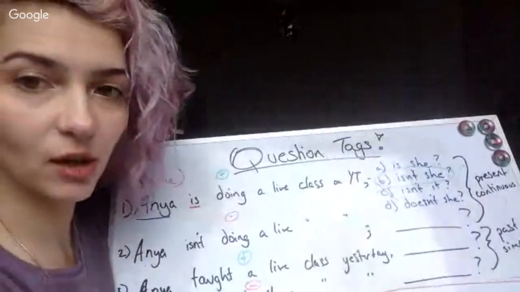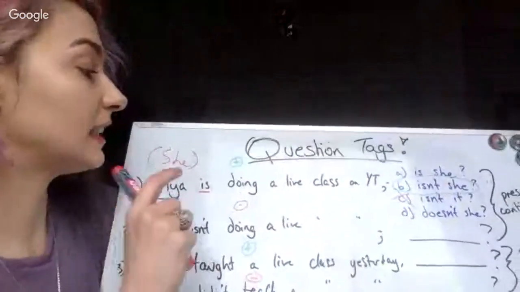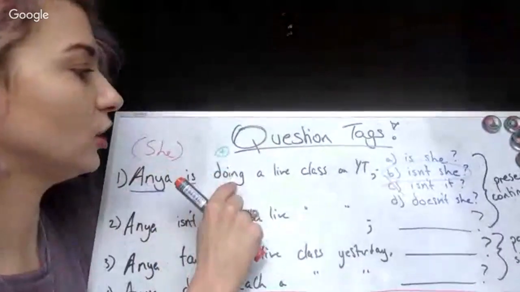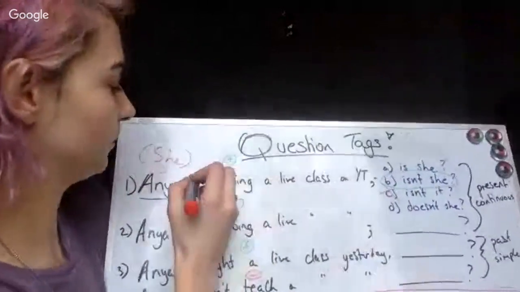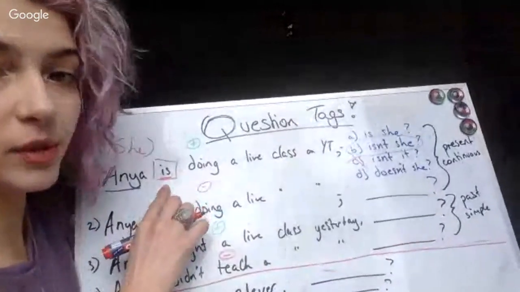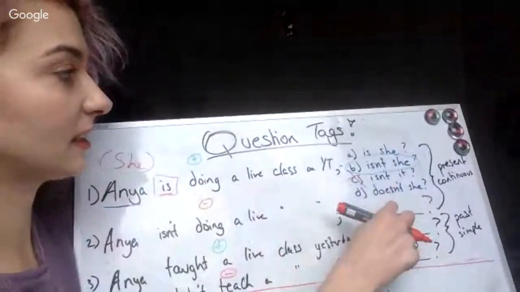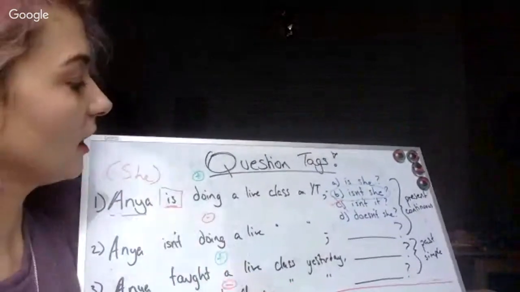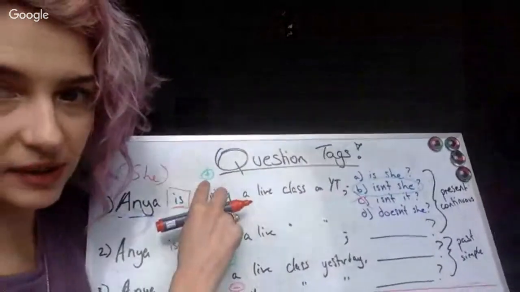So let's think about what tense this is. Is it present simple? Is it present continuous? Is it past simple? You can see here I've written, it's present continuous. She is doing. And you'll notice we've got the verb to be, is. Because we've got the verb is here, we'll need the same in the question tag at the end. We'll need to repeat the subject, or replace the subject Anya with the word she, and we'll need is as well.